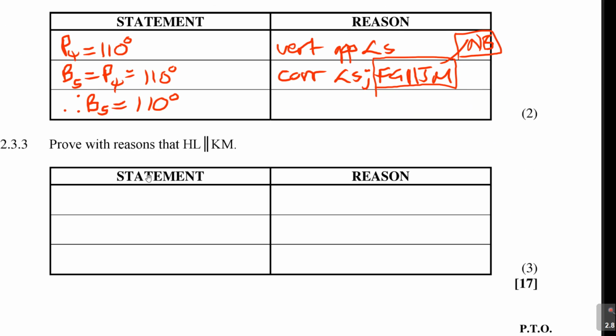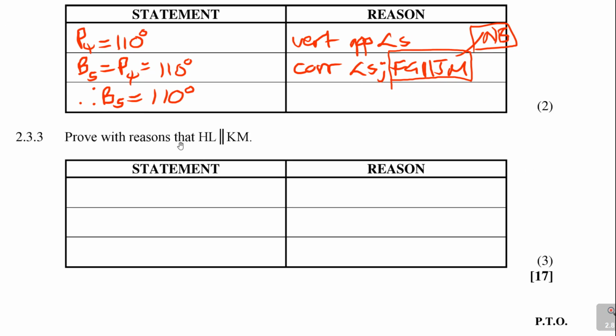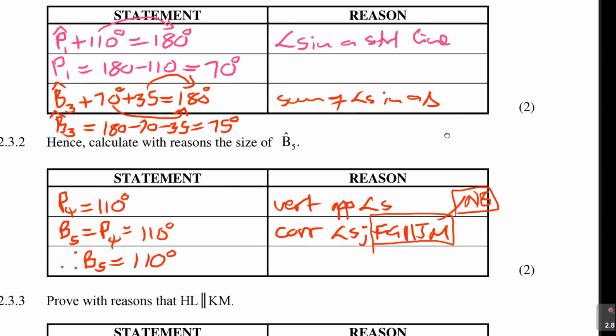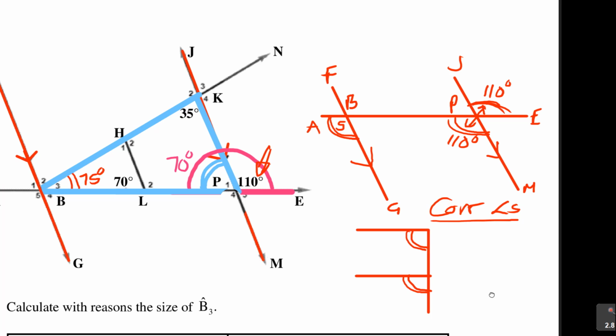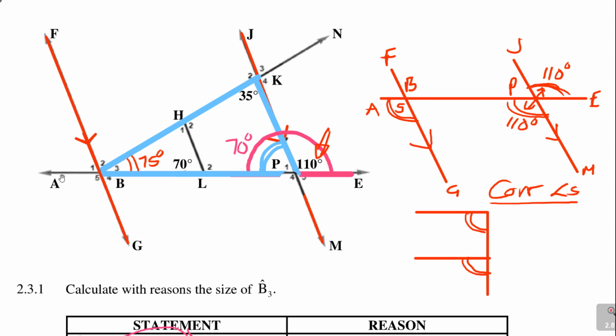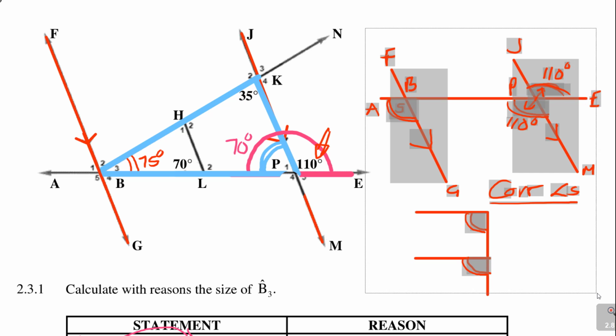Let's move on. Prove with reasons that HL is parallel to KM. 3 marks. Prove with reasons. They gave you also that. Now, I like to work on this side. Let me clear this space.